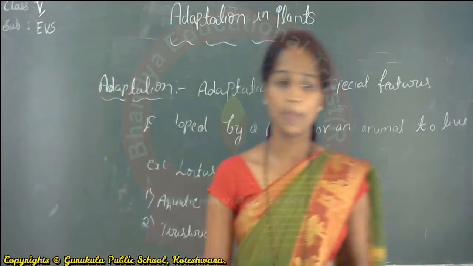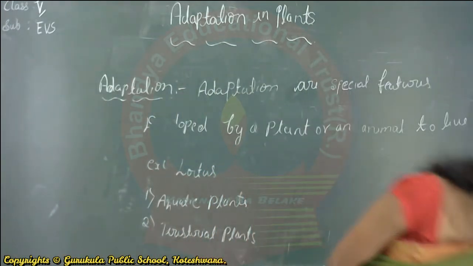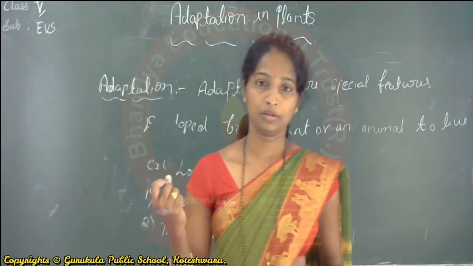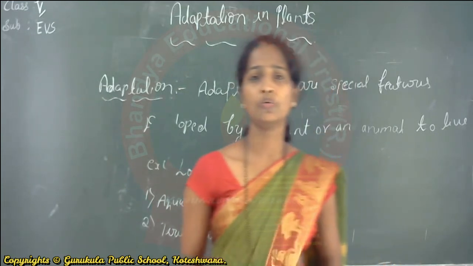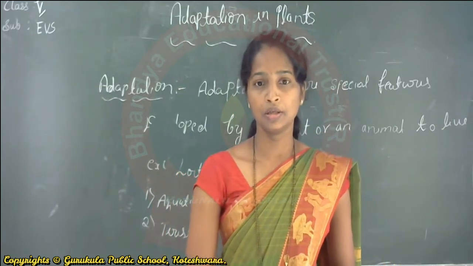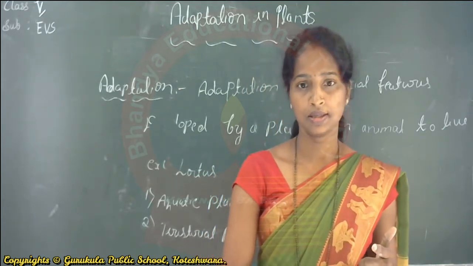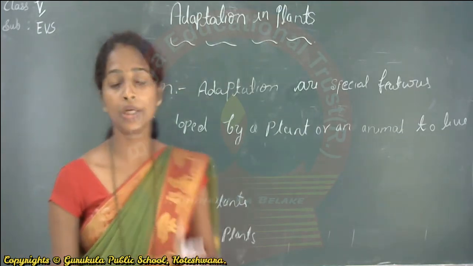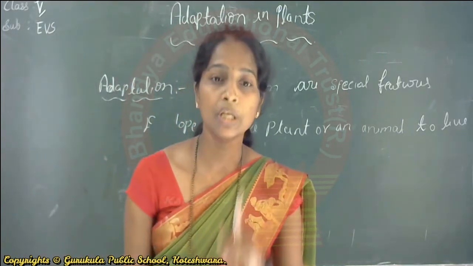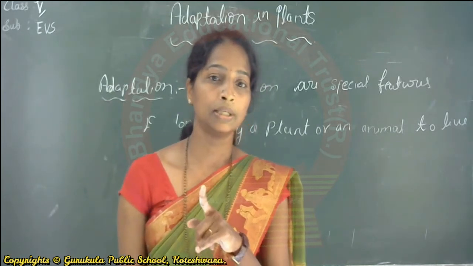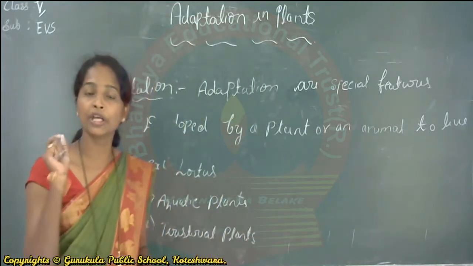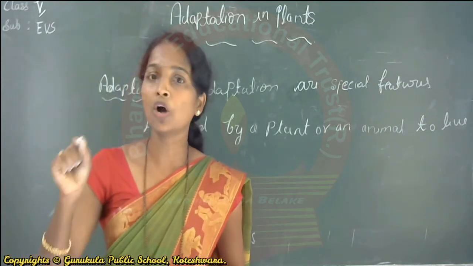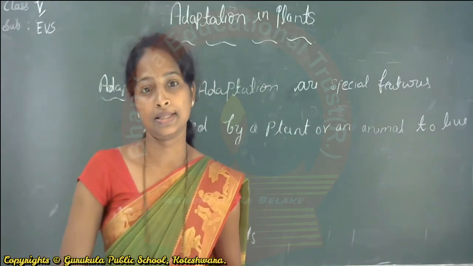What is an aquatic plant? You heard this word, children, aquatic. Sometimes you said aquatic animals. What are aquatic plants? The plants that live in water. Plants that live in water are called aquatic plants.